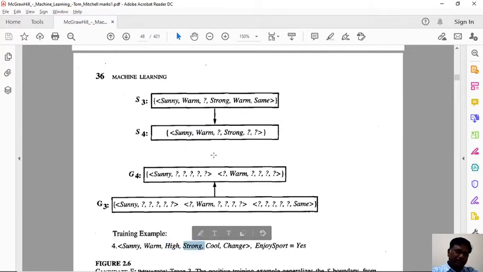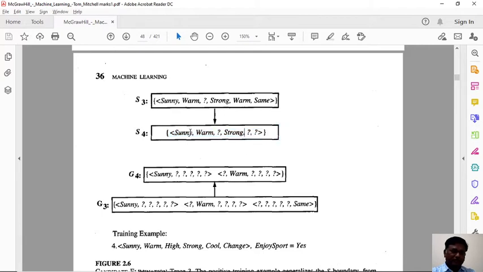Strong, yes, already we have seen strong is similar for all the days. Cool: cool means you are enjoying, but till S3 warm also you enjoyed, right? So you cannot specifically tell on this attribute whether cool or warm should be there, so you put a question mark. Next one, change. Change you enjoyed, but till S3 same also you enjoyed. So on S4 can you put same or change? You cannot decide, for both cases you have enjoyed. So the S4 result is this one.